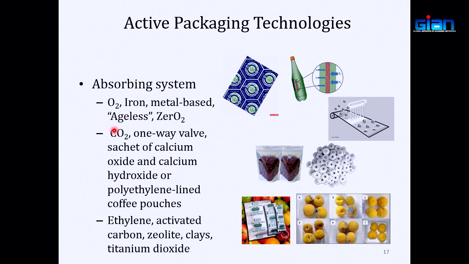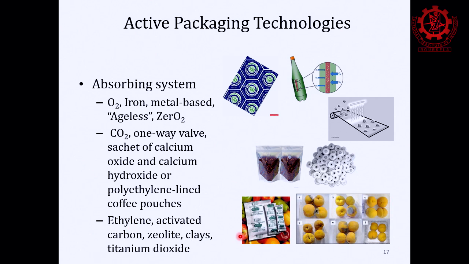There is a chemical available in the market named Ageless. This is an oxygen absorbing chemical. It is very popular. It is produced by Mitsubishi in Japan, and they are marketing it all over the world. Sometimes you have a one-way valve. We also gave this example yesterday. For example, in coffee bags, you could have this one-way valve, as you can see here, and that's to release CO2. And as you gave the example, you could have an ethylene absorbing sachet.